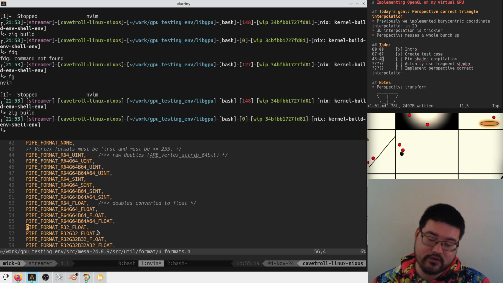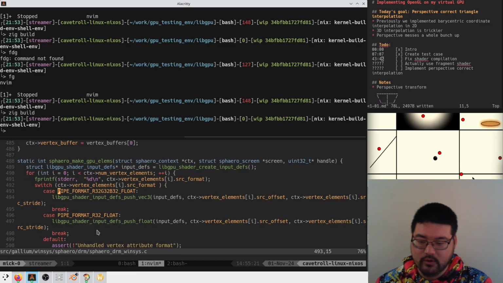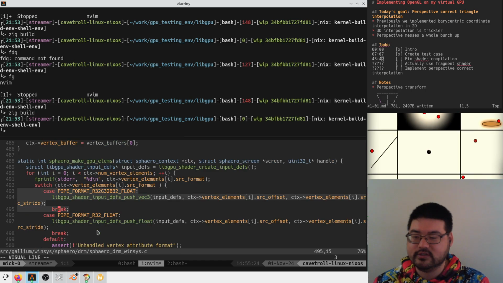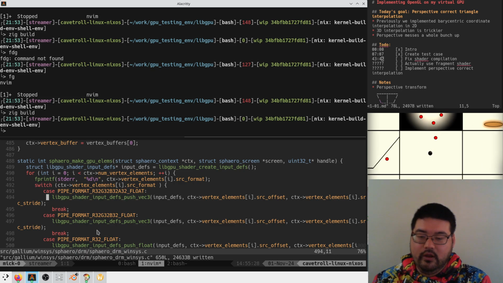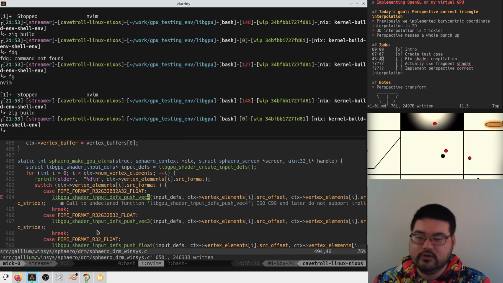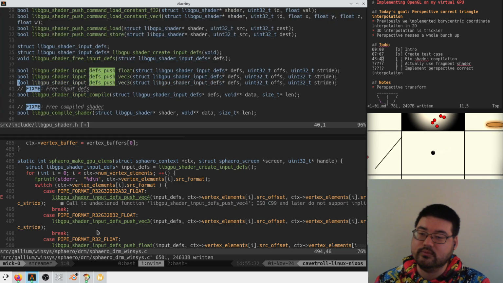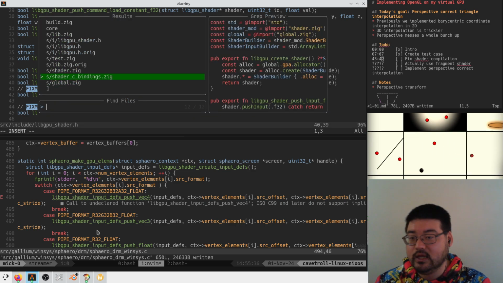Oh, because not only is there the single value one, there's also the 4 value one. Right, I forgot. So we have another one. So this is a vec4, which means that we need vec4.